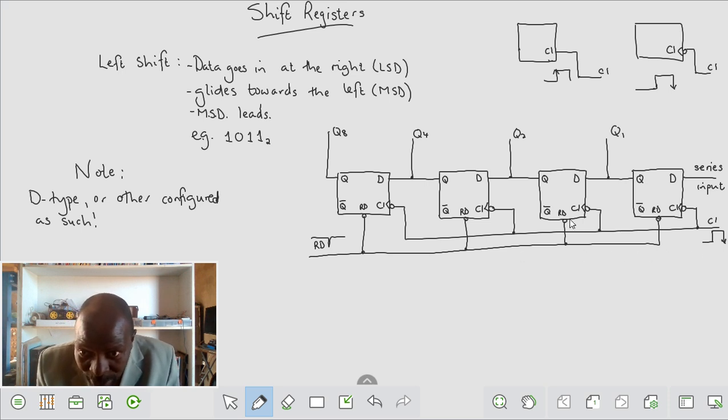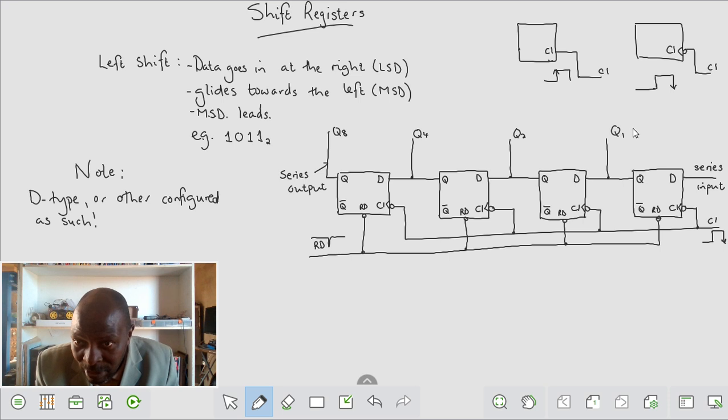Now, what is the difference? Our input is going to come in here, so our series output is going to be coming at the end of the register. So this will be our series output. Where will it come out? At the highest, at the MSD. Okay, to come out at the MSD.